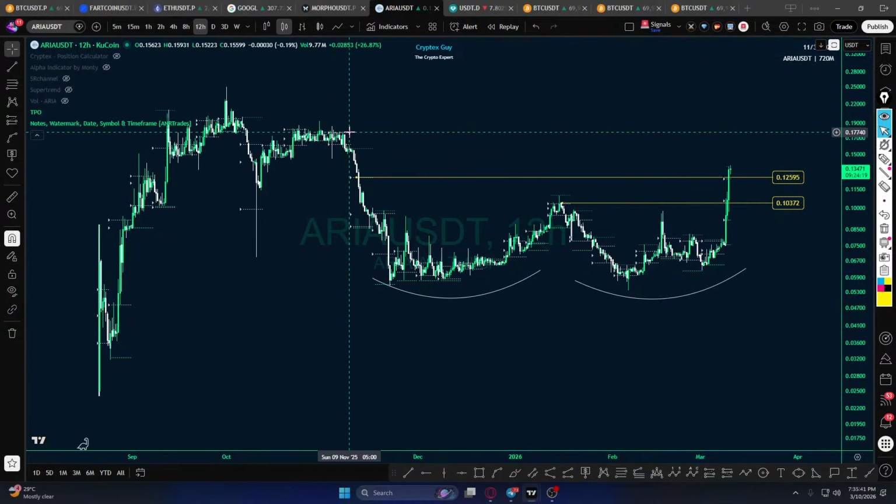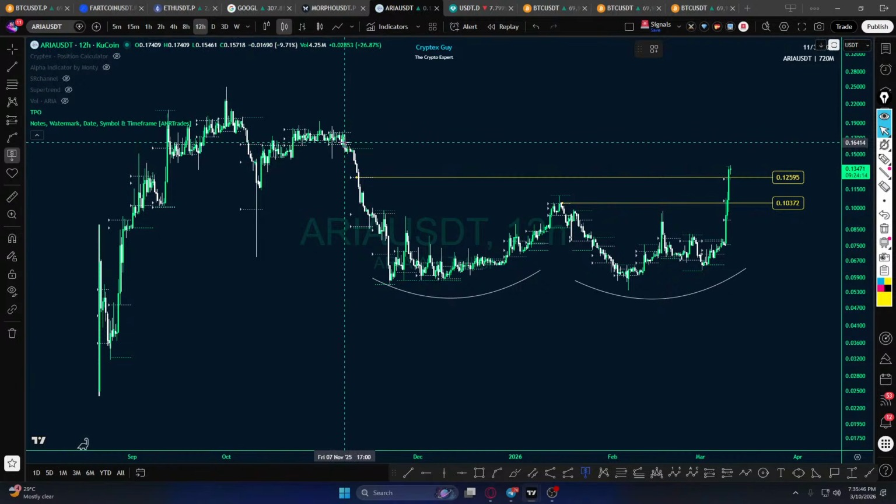At this point, and after that, we have a POC around 0.16. Okay, so it's a big gap around here.